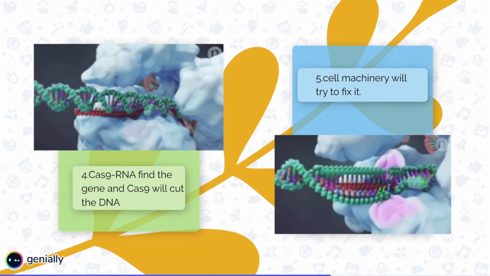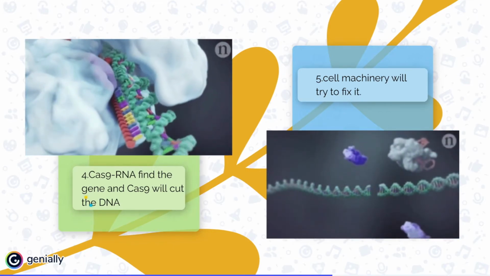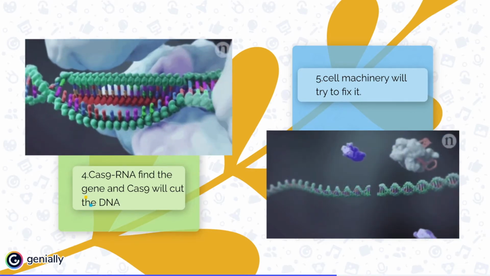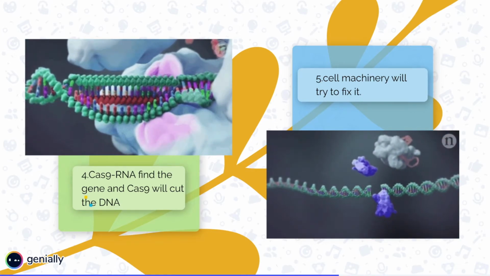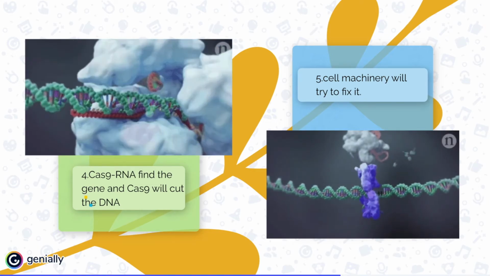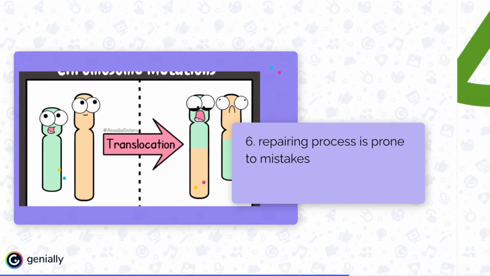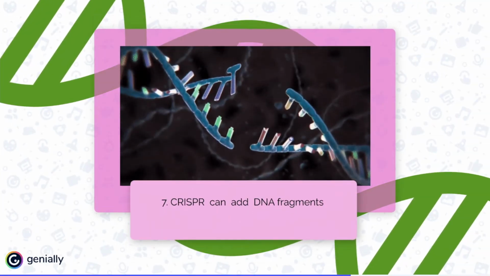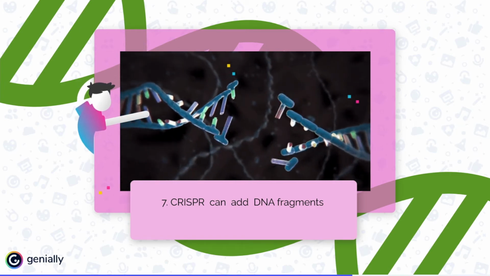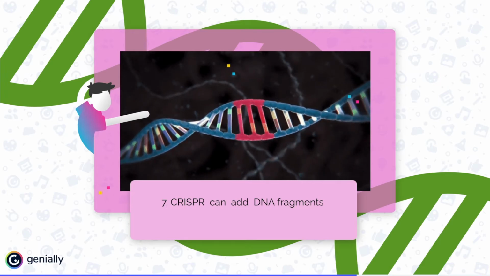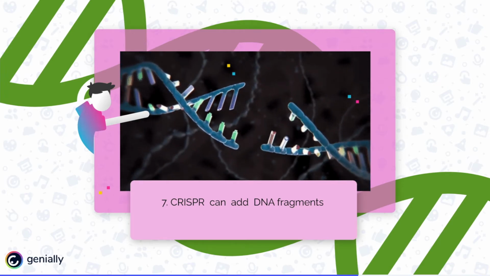4. The complex Cas9-RNA will find the gene, and Cas9 will cut the DNA fragment. 5. After cutting, the cell machinery will try to fix it. 6. This repairing process is prone to mistakes and may cause mutation. 7. CRISPR not only can cut DNA, but it can also add other DNA fragments to correct mistakes or edit the gene in a very desirable way.